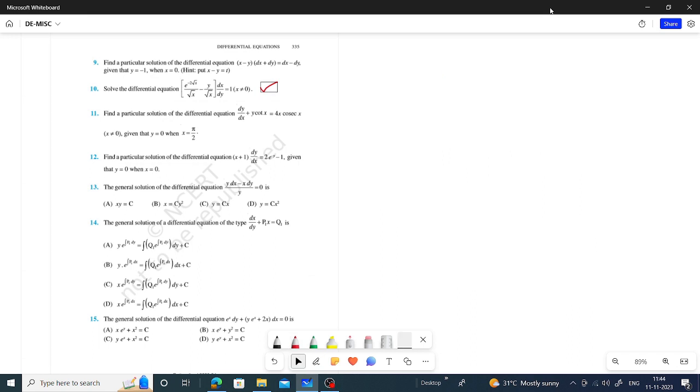Question number 11. Find the particular solution of the differential equation dy by dx plus y cot x equal to 4x cosec x, and here this is also in the linear differential form. Here cot x is p and this is q.